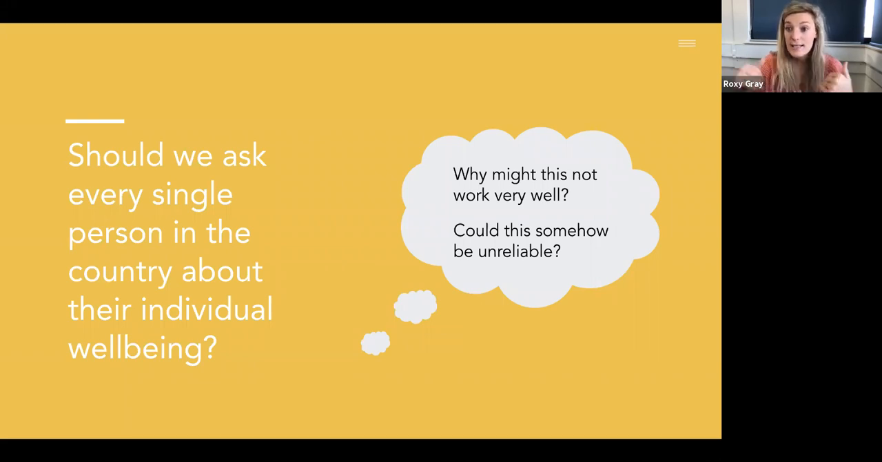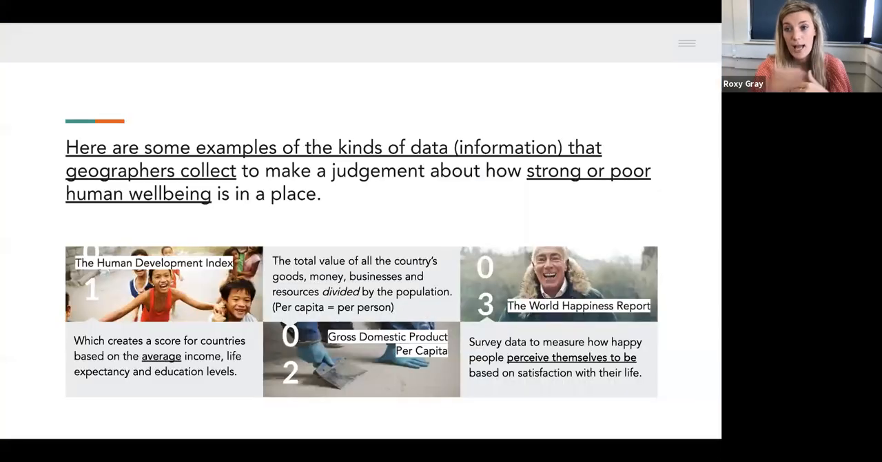So yes, the answer is there are other sources of data that geographers use, and these are 3 that we're going to focus on today in this lesson. So here are some examples of what they are. The first one is called the Human Development Index, which is a score basically for countries based on average income, life expectancy, and education levels. The second one is gross domestic product per capita, and we'll go through that term again. It's a tricky term. You've probably not heard it before, but welcome to beginners economics.